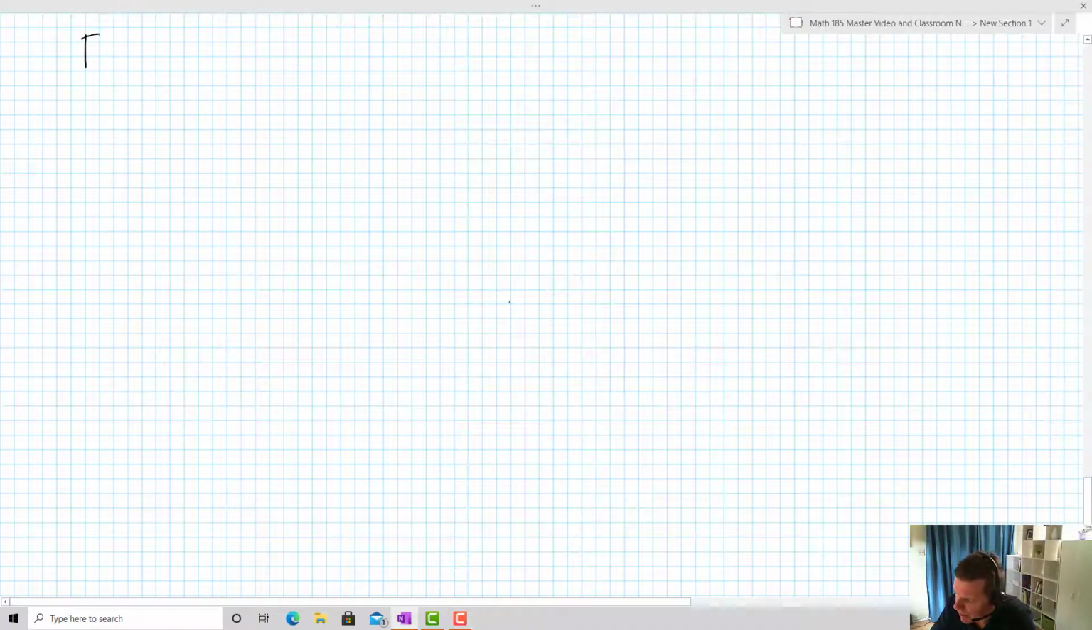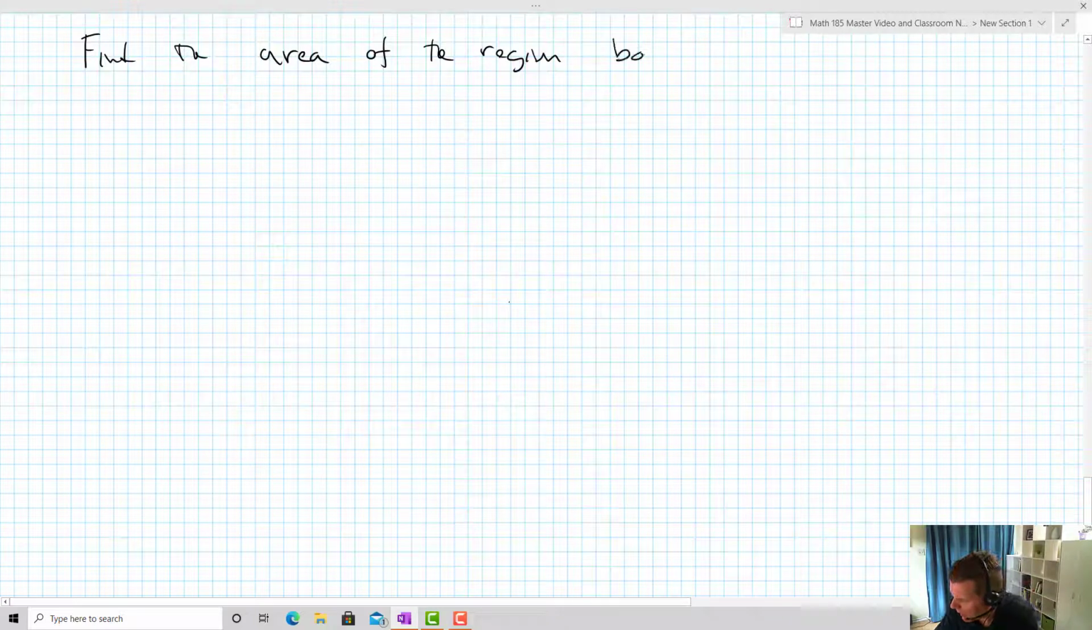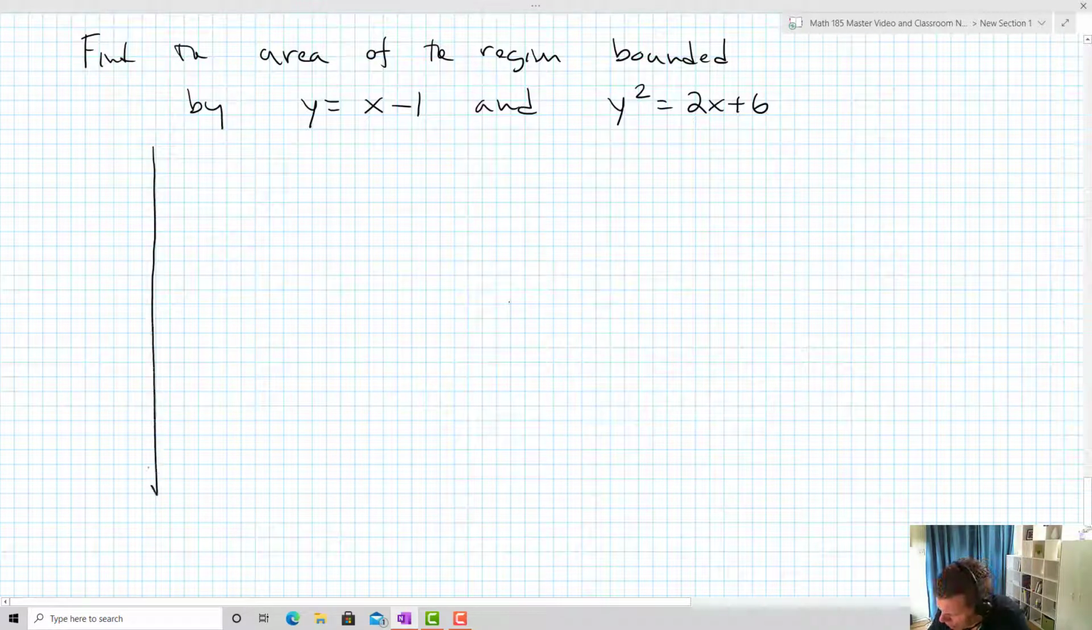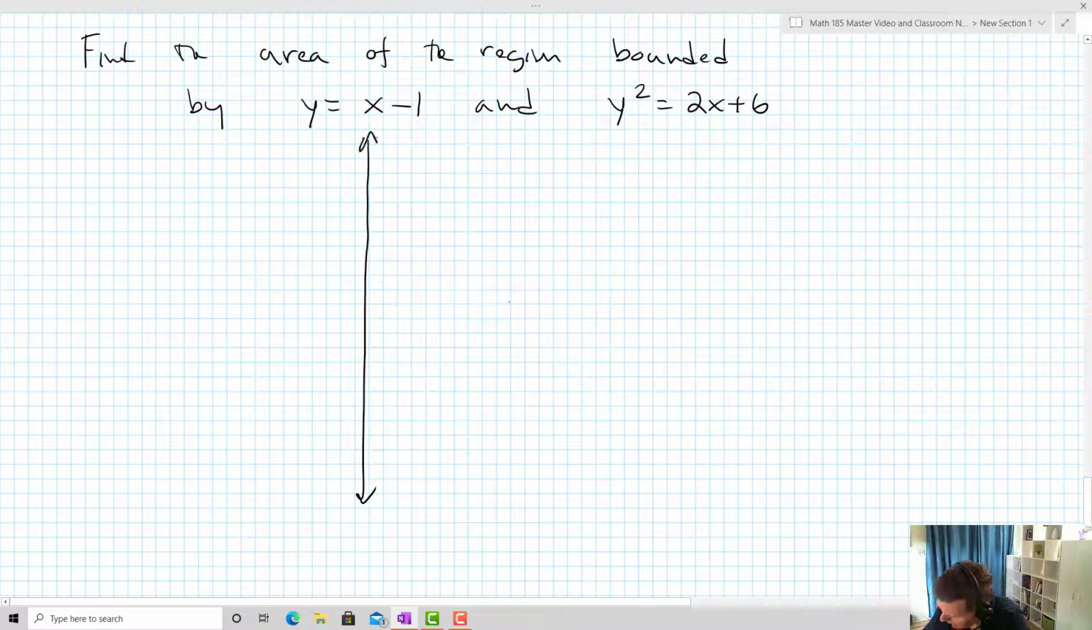Let's find the area of the region bounded by y equals x minus 1 and y squared equals 2x plus 6. So what we'll get here is, let's first draw a picture of this, to give ourselves an intuition. You might use some graphing technology as things get a little more difficult.